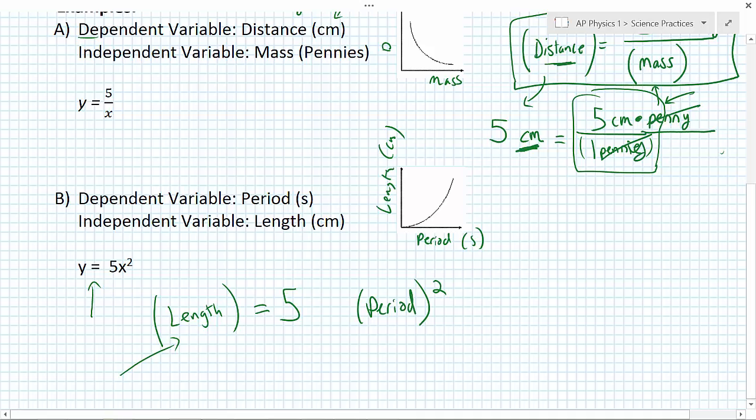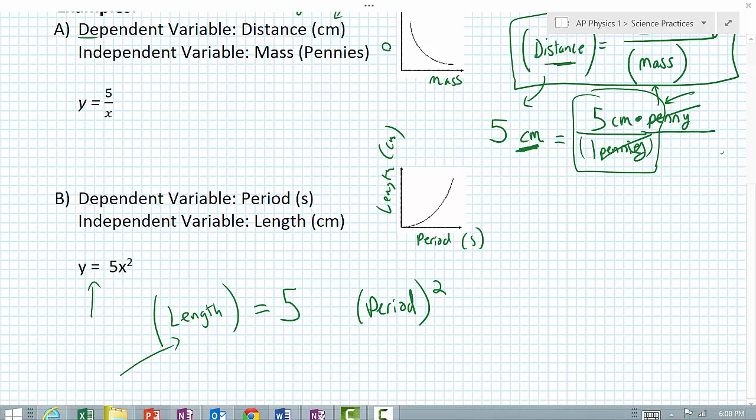Did I do this correctly? Let's see. Dependent variable is on the x-axis. Yes. Okay. So what I'm going to do now is, oh, did I do something wrong here? Dependent variable is on the y. Okay. I'm going to have to pause this.